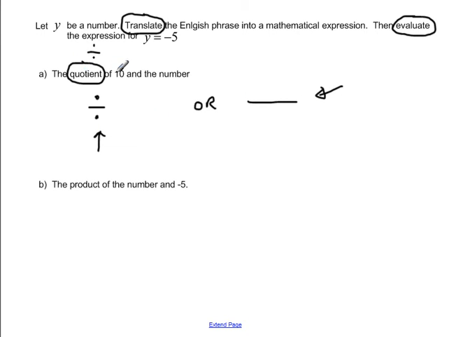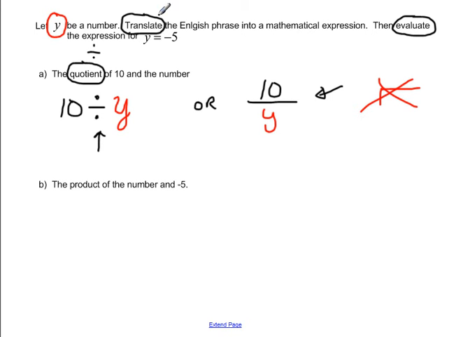So let's take a look at this. The quotient of 10 and the number. Well, up here we were being told that y is the number we want to use. Let y be a number. Okay. So if we're going to do our translating, the quotient, division, of 10 and the number, we said the number was y, 10 divided by y is how we would translate that. Or if we were to write it in fraction notation, we could write it as 10 divided by y, just like that. And we're not going to use the long division symbol. This isn't something that we would use in a regular translation problem like this.